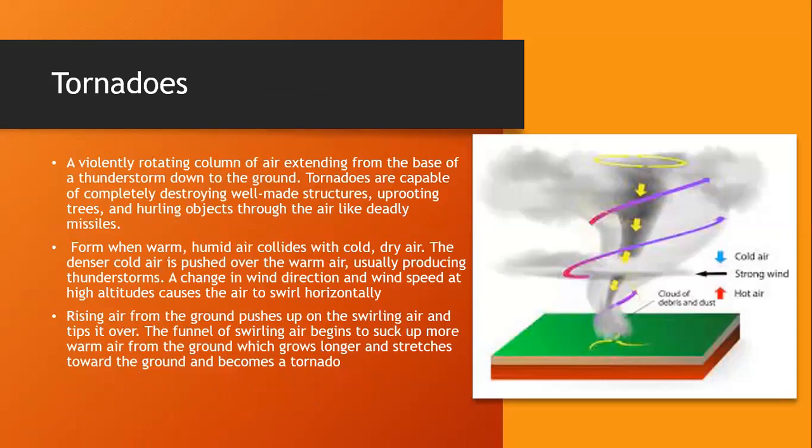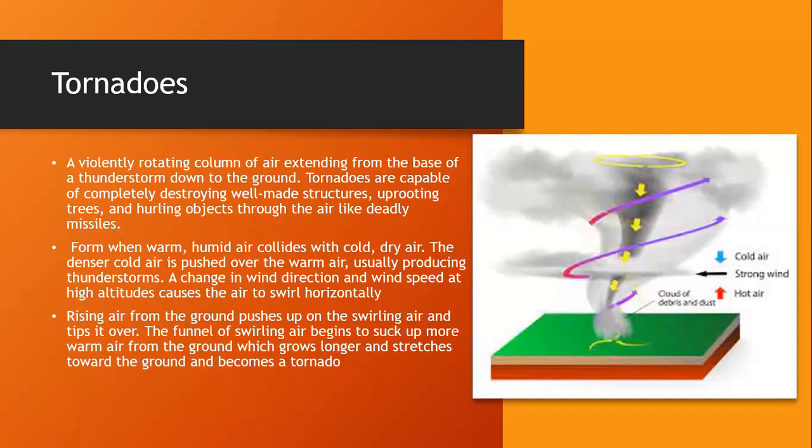Now, next up are tornadoes. Tornadoes are different from hurricanes because they don't need moist air. They don't need that tropical, humid, warm, moist air to form. That's not how they form.